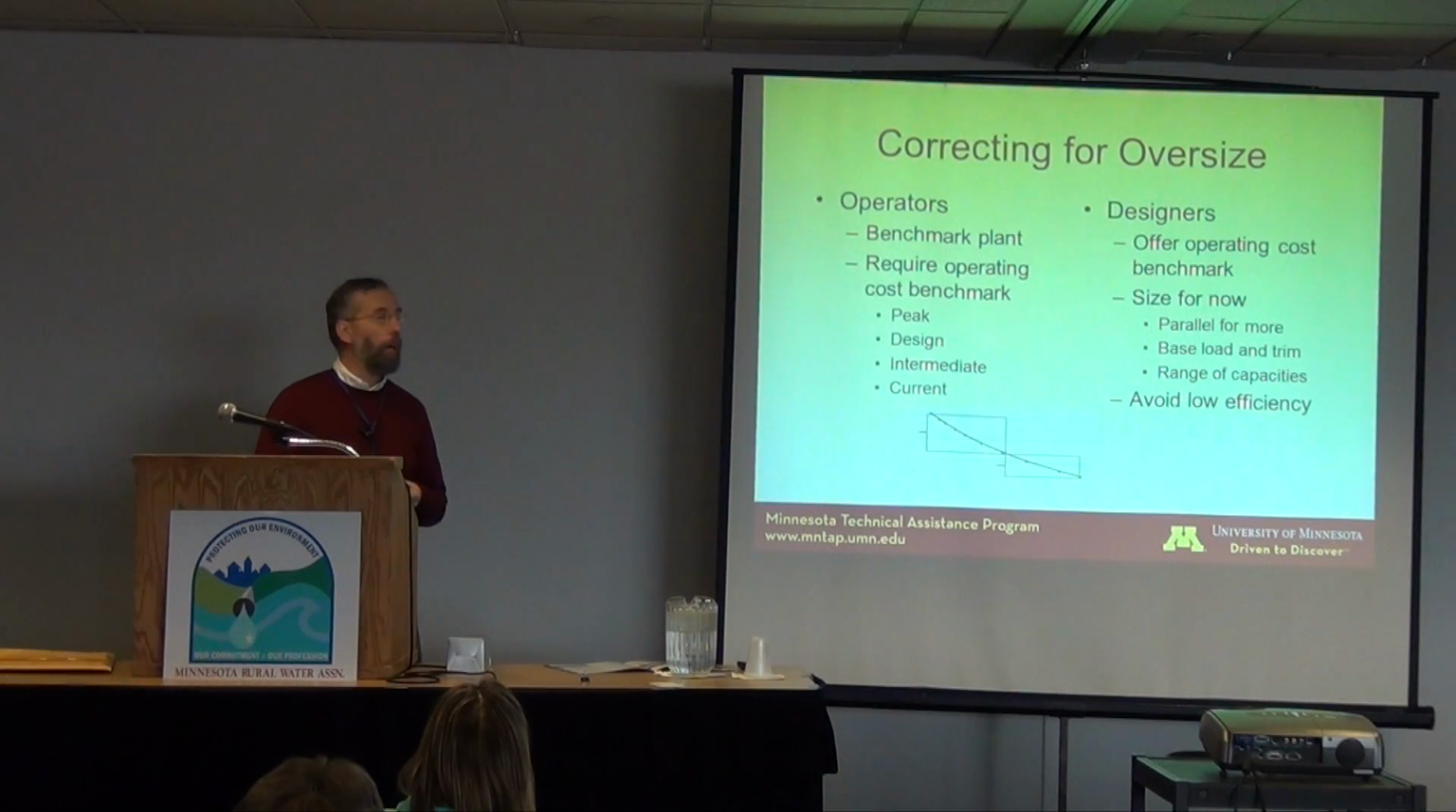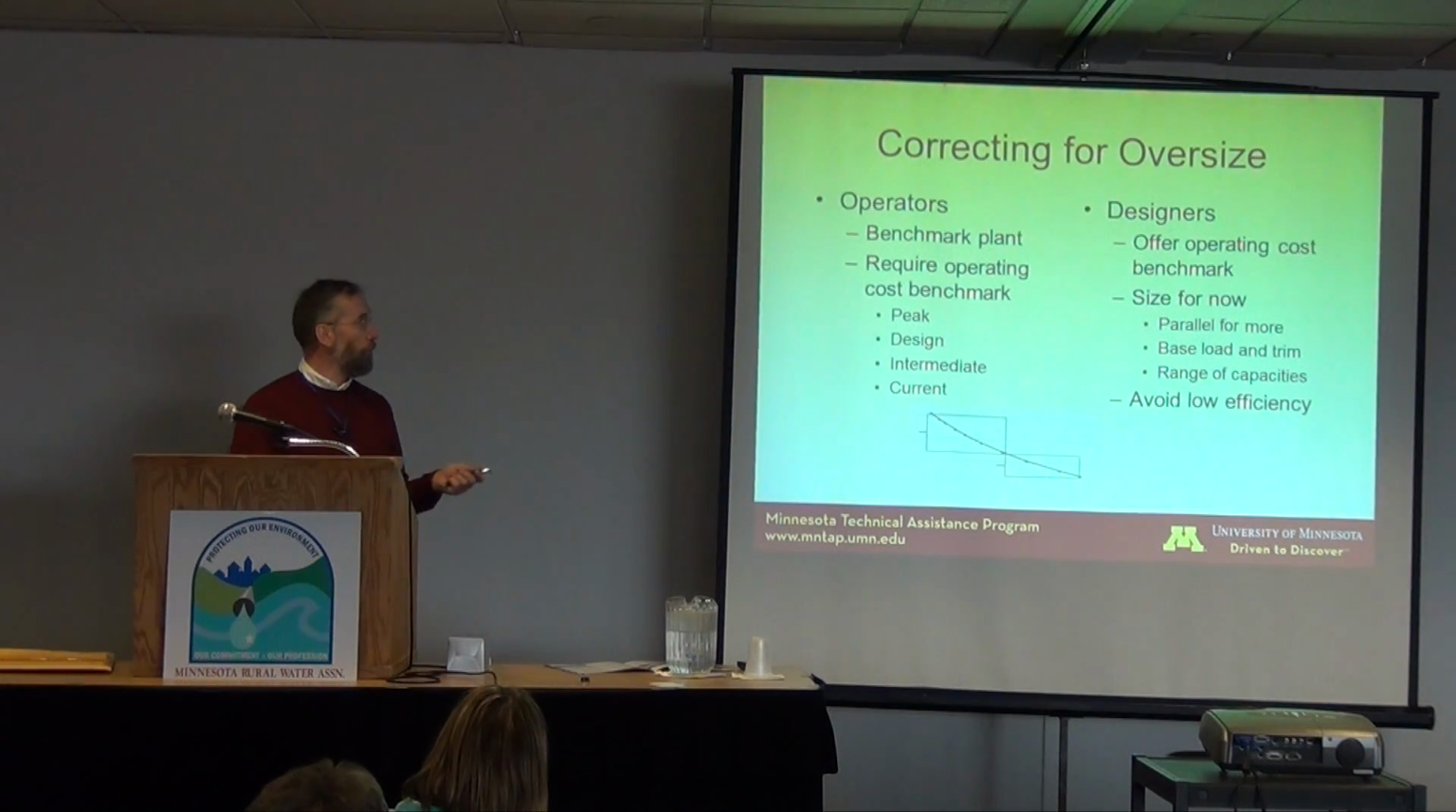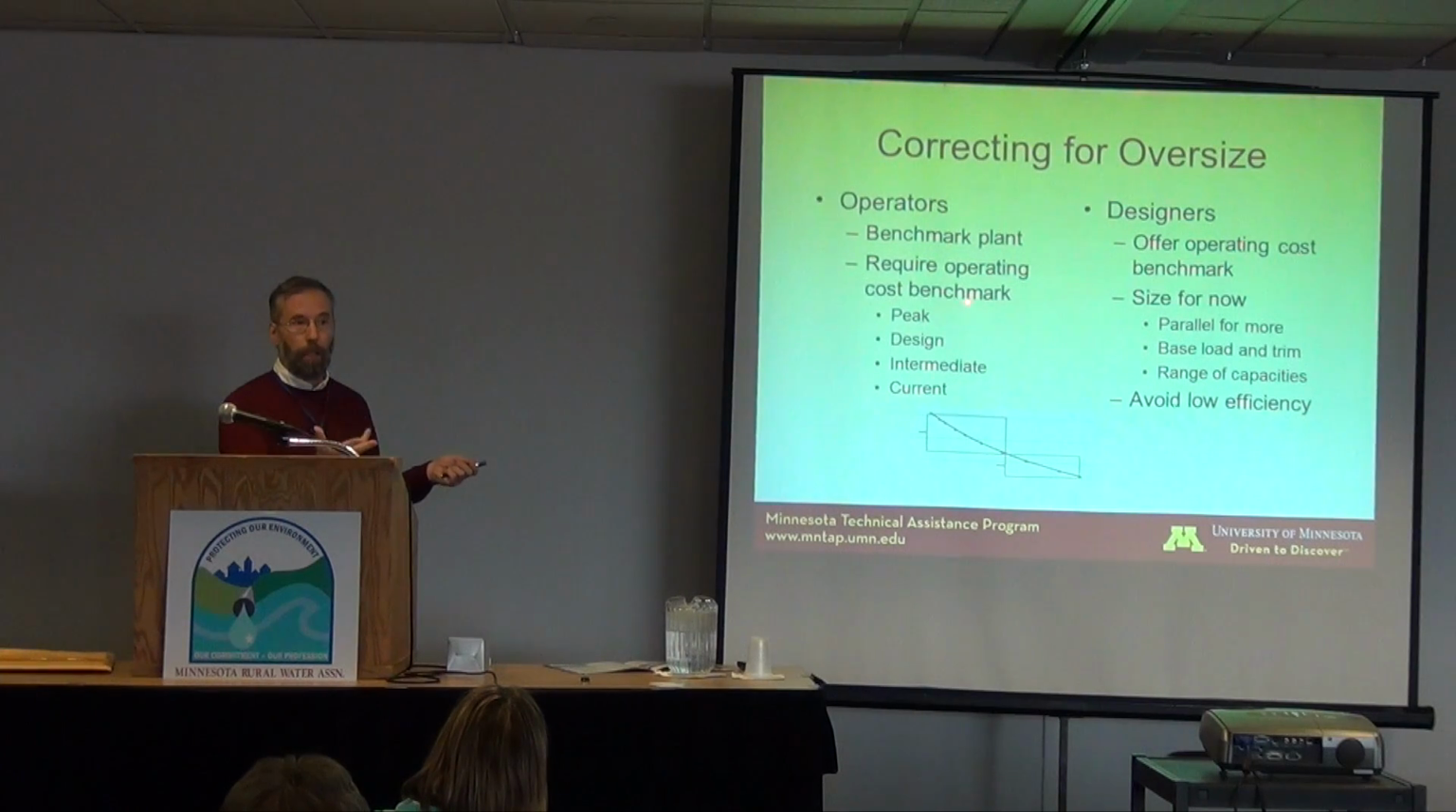And then the other thing would be to require or ask your designer, in addition to giving you the capital cost, what the operating costs are in terms of a benchmark: dollars per million gallons of water processed, kilowatt hours per million gallons processed, and to do that at peak. The plant's got to operate there. What are your operating costs at peak? What are your operating costs at the design loads or flows?